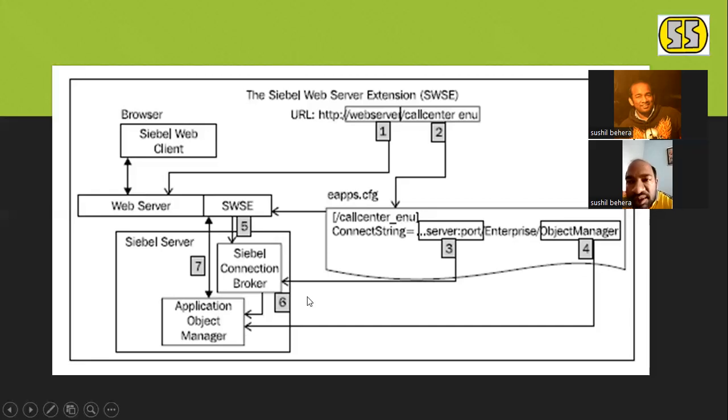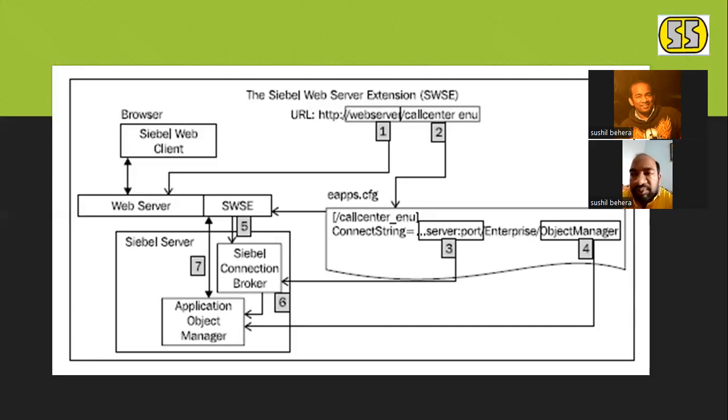So this is how the request actually flows. The connectivity happens from the browser to the Siebel server. So this is all about the server architecture, which has been working from very early, 2002, till now, IP17.